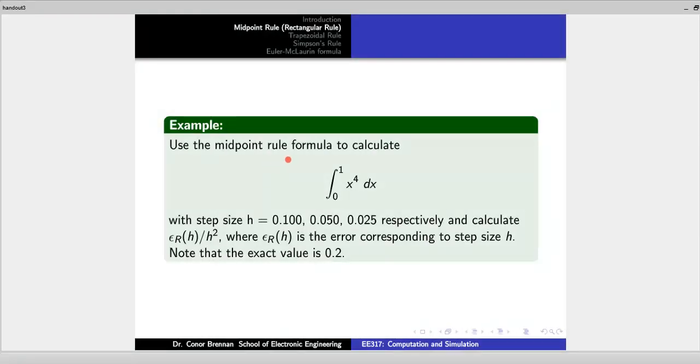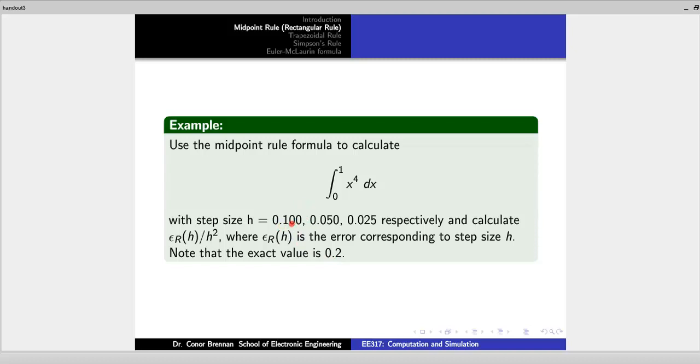But before we do that, let's do an example. Let's use the midpoint rule formula to calculate this integral. Now we wouldn't do this numerically normally because we don't need to. We know the answer. It's x to the 5 over 5 evaluated at the limit. So the answer is 0.2. So this is purely for illustration because we know the answer.